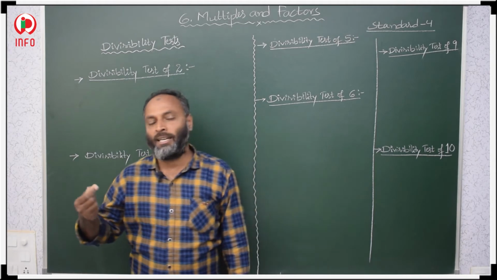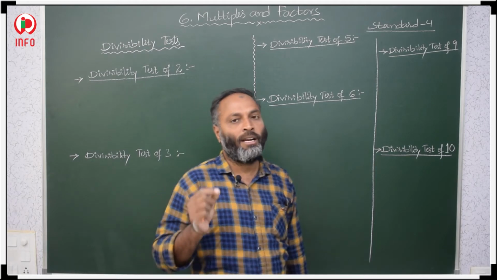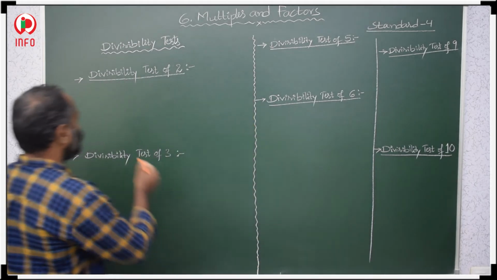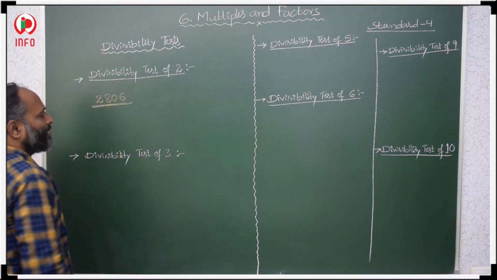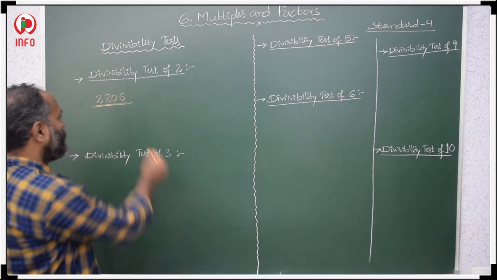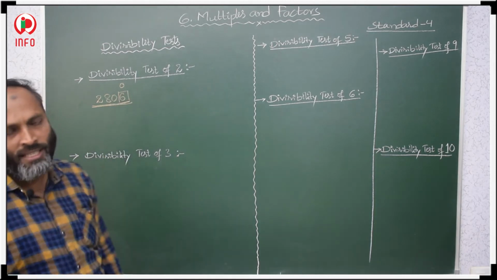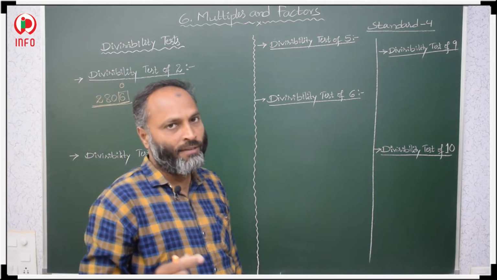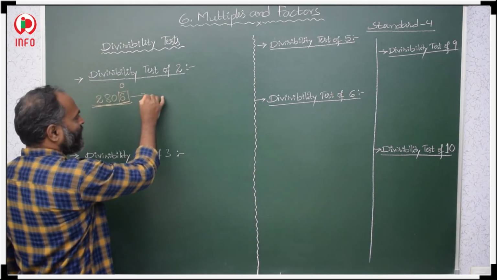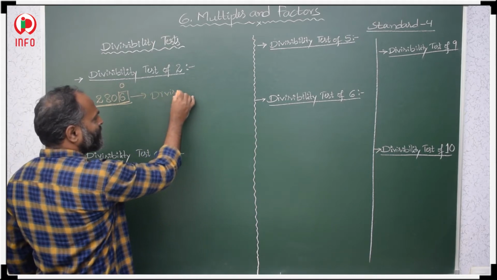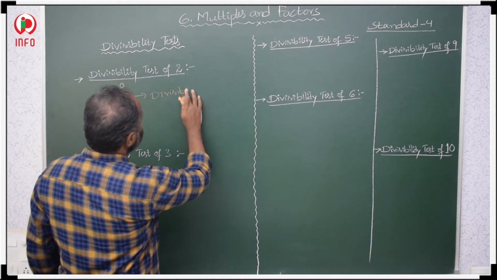If any number is divisible by 2, that means the number should be even. All even numbers are divisible by 2. For example, this is an even number. How is this an even number? We have to check what is there in the ones place. In the ones place 6 is there. 6 is an even number. If the last digit is even, then the number is even. If the number is even, then it is divisible by 2.